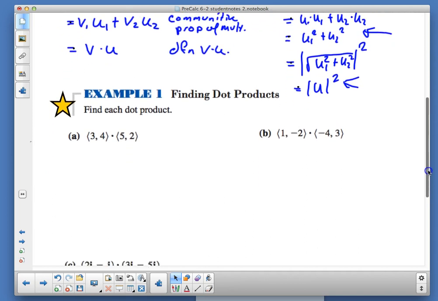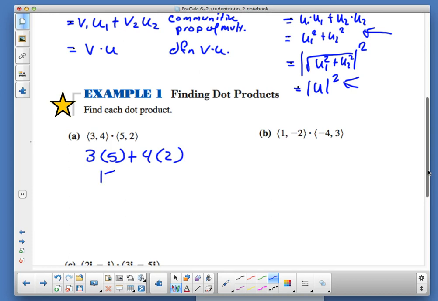Finding each dot product. As simple and as straightforward as I can get it. I'm going to take 3 times 5 plus 4 times 2. That's all I'm doing. First term times first term plus second term times second term. I have 15 plus 8. I get myself a 23. Okay, so this equals a scalar. My dot product returns a scalar as predicted, as informed at the beginning.